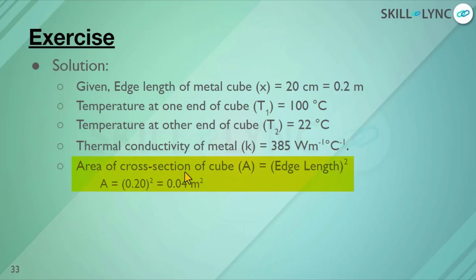Therefore, the area of cross section of the cube can be written as the square of the edge length. This comes from basic mathematics, that the area of a cube face is the square of the edge length. Here the edge length is 0.2 meters, so the area of cross section of the cube would be the square of 0.2 meters, that is 0.04 meter square.